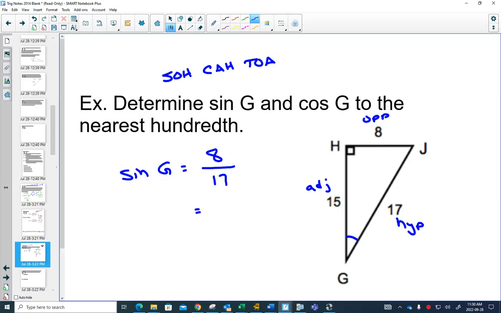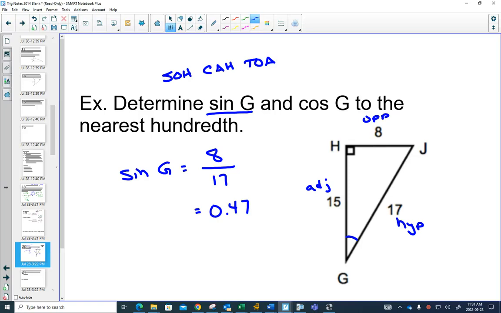8 divided by 17 is 0.47. So the ratio as a decimal is 0.47. The ratio as a fraction is 8 over 17. Okay? A common mistake that students make is they then find out what angle G is. We don't have to find angle G. The question asked to find sine of G. Super easy. Just write the opposite over hypotenuse. Unless you screw up and write the adjacent side.